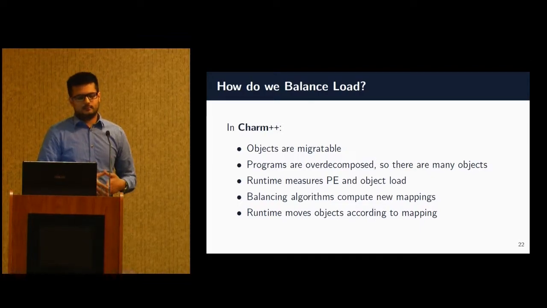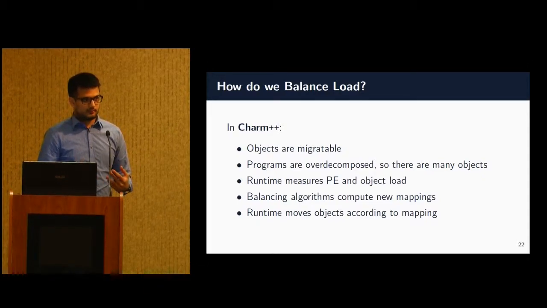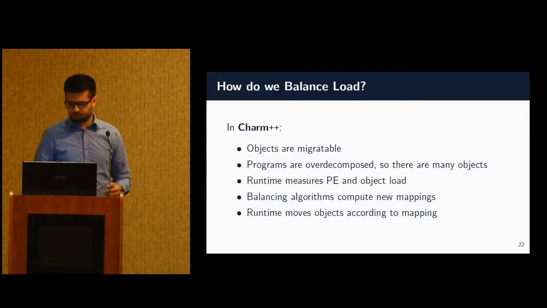In Charm, the runtime automatically measures PE and object load since it coordinates the execution. We have a bunch of different balancing algorithms that the user can select, and every so often these will calculate a new mapping. The runtime will move the objects around according to this mapping we get, and we continue execution.